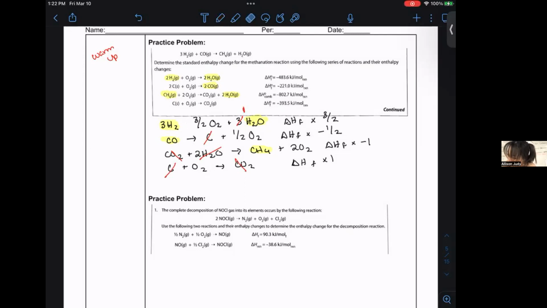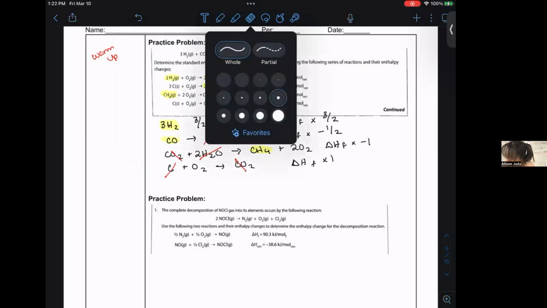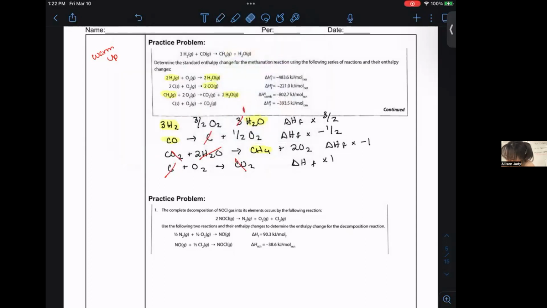Whoa, because I wrote 3 halves plus 1 half equals 2. Yeah, because we have 2 O2 on the right and 2 O2 on the left. No, we don't. No, we do. We have 1.5 O2 in the first equation on the left and 1 O2 in the fourth equation on the left. And on the right side, for the second equation, we have half O2, and for the third equation on the right side, we have 2 O2.